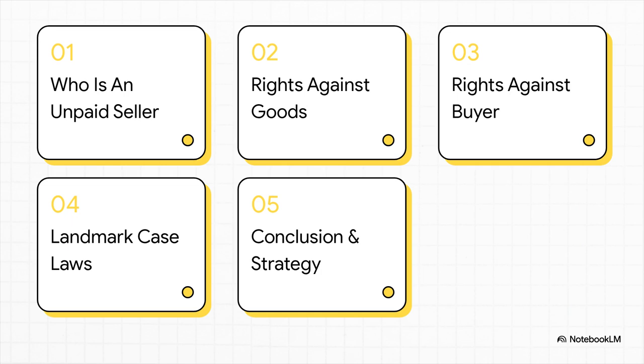Section 45. Number 2, Part 1, rights against the goods. Number 3, Part 2, rights against the buyer. Number 4, landmark case laws analysis. And number 5, conclusion and exam strategy. I highly recommend writing this exact synopsis on page 1 of your answer booklet.